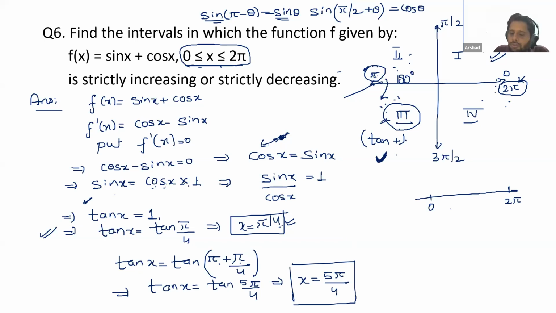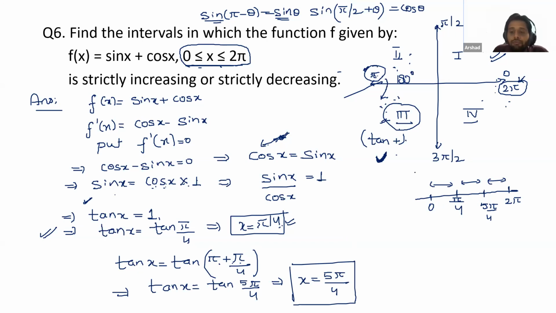Now we will plot this. Okay, now we will not write infinite. In trigonometric ratios, we will never write infinite. They will give you an interval. So here the interval is 0 to 2 pi. So we have 0, here we have pi by 4, and next here we have 5 pi by 4. So we have three intervals here: first interval, second interval, and third interval. So 0 to pi by 4, pi by 4 to 5 pi by 4, 5 pi by 4 to 2 pi.